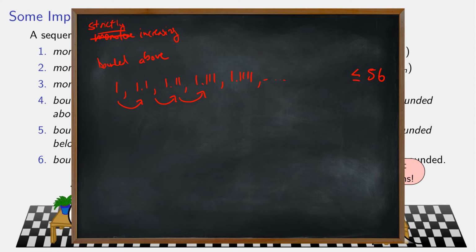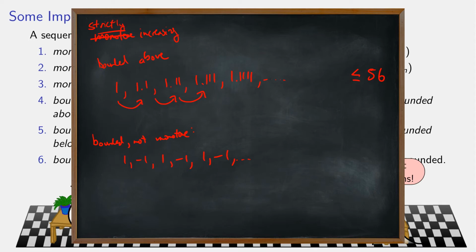Okay? I can also construct something that is bounded on both sides, but not monotone. Like this: 1, minus 1, 1, minus 1, 1, minus 1. It's definitely bounded. It's bounded above by 6 and bounded below by negative 11. Okay, more obviously it's bounded above by 1 and bounded below by minus 1.